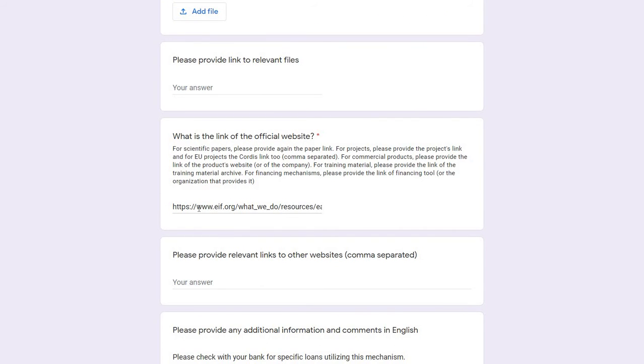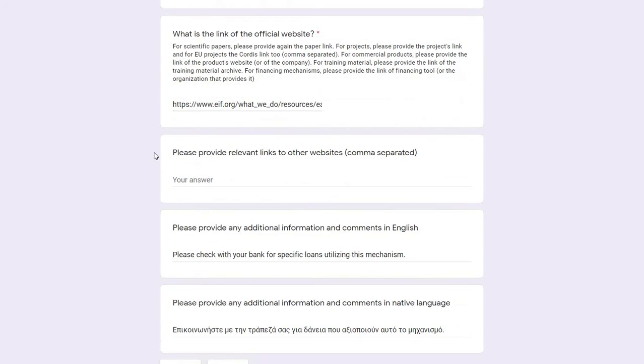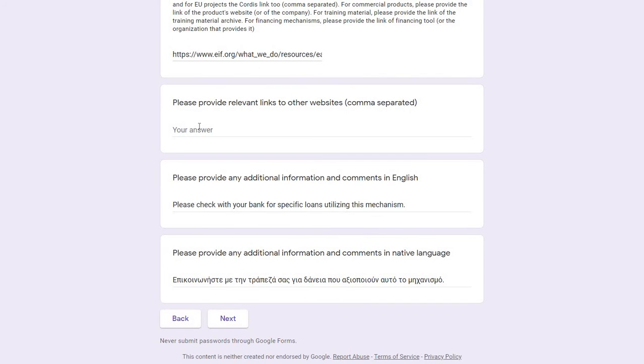What is the official website? I have used the official one from the European Investment Fund. And here we could actually provide links to other websites. In reality, I could have added here specific links from Greek banks that offer loans under this mechanism. But in this example, I opted not to do it because this is a very new mechanism. And while most of the Greek banks have actually verified their participation in this, they have not yet developed a dedicated web page to it.